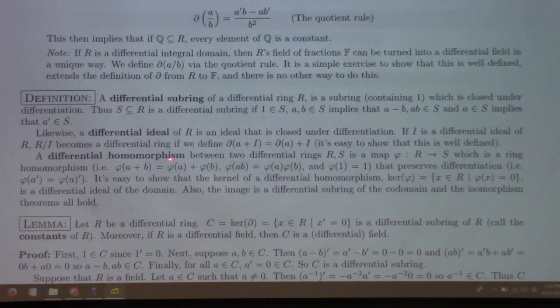And a differential homomorphism is going to be a ring homomorphism which also respects the derivative. So it's a map from R to S which is a ring homomorphism, in other words additive, respects the multiplication, sends 1 to 1, and preserves differentiation. How's that work? Well, phi of the derivative is the derivative of phi.